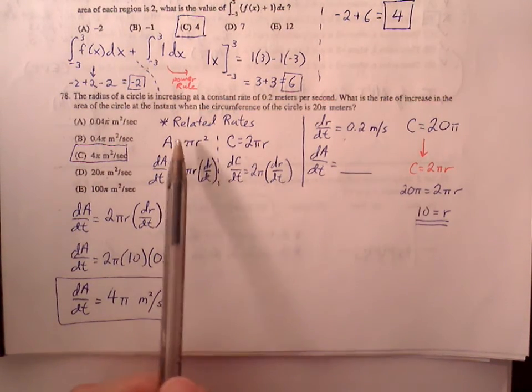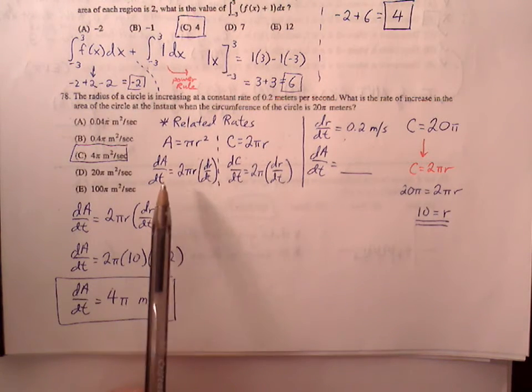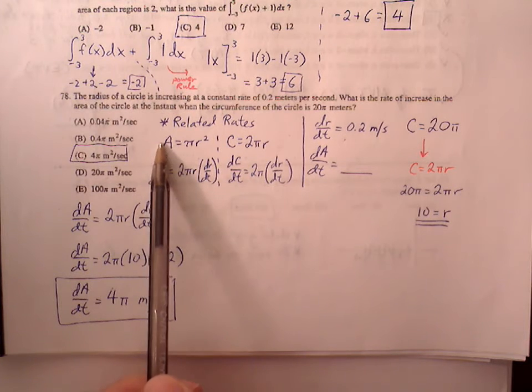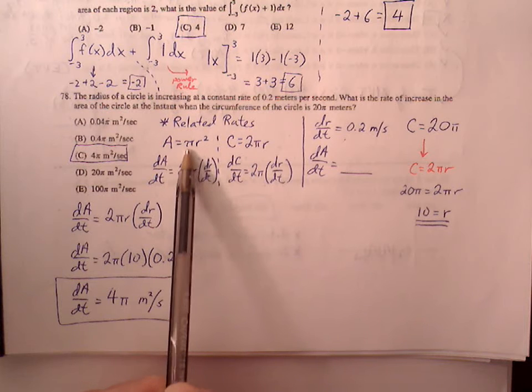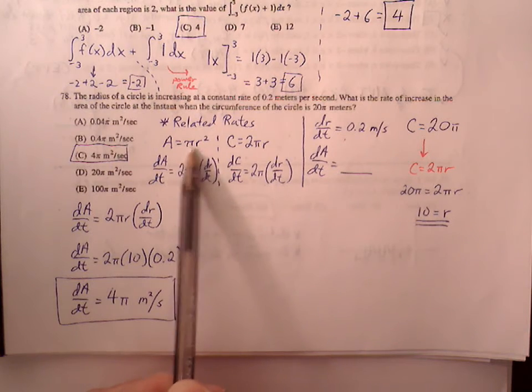Okay, so we have our area and circumference equations. I'm going to go ahead and find the derivative of each of them with respect to time. So A becomes dA/dt. Pi r squared, we can apply the power rule. Remember, pi is just a constant here. It's not a variable, so there's no need for a product rule.